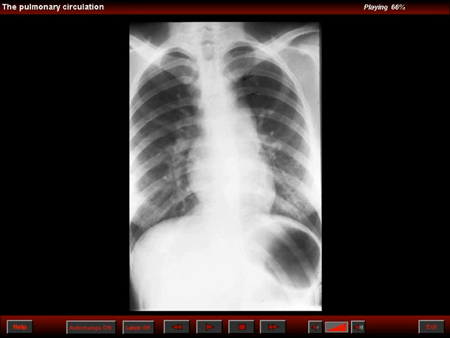Note in this frontal chest roentgenogram a prominent middle third of the left heart border, and there is an ill-defined density that is noted slightly lateral to the arch of the aorta.